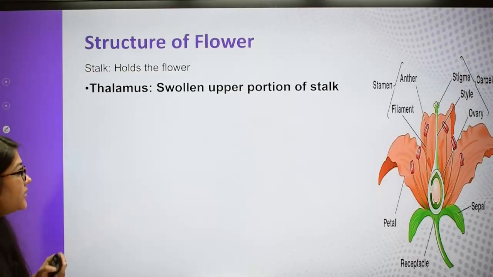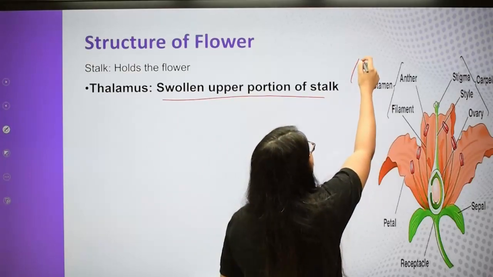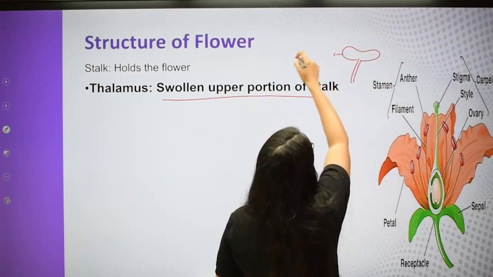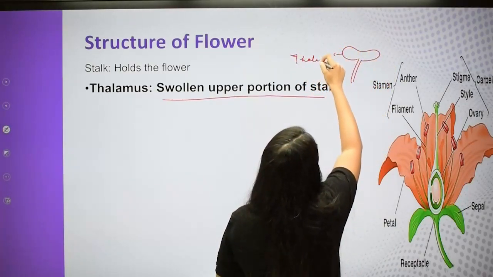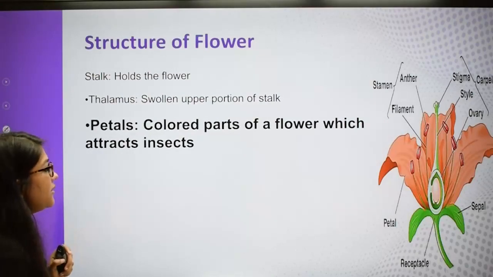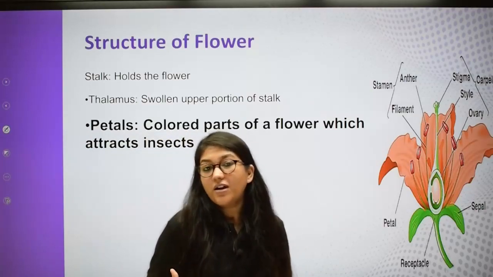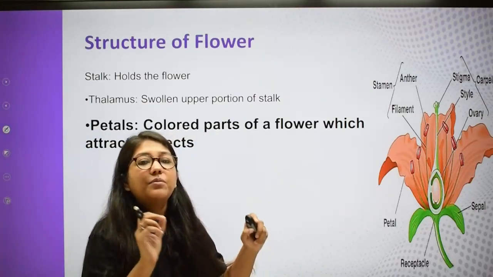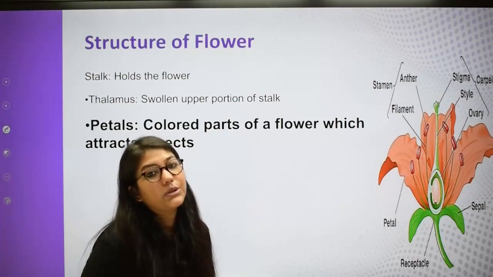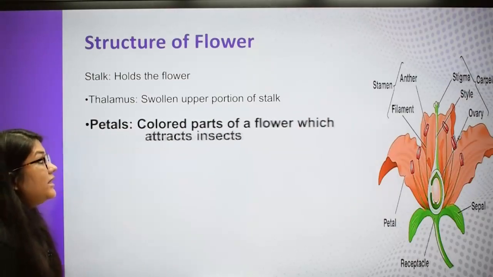Next part is thalamus, right? Thalamus, it is the swollen upper portion of the stalk. This is my stalk and this is my swollen structure which is called as thalamus. Okay, this is what? This is thalamus. Now next, petals, right? We discussed about petals. Colored parts of the flower. Now again see, अगर flower के पास कुछ भी colorful present है, that means that it is inviting the insects for pollination. It is attracting them for the process of pollination.